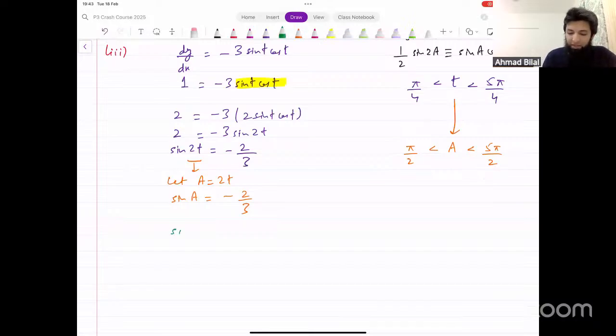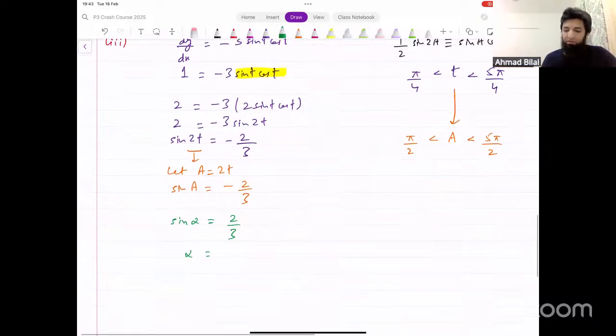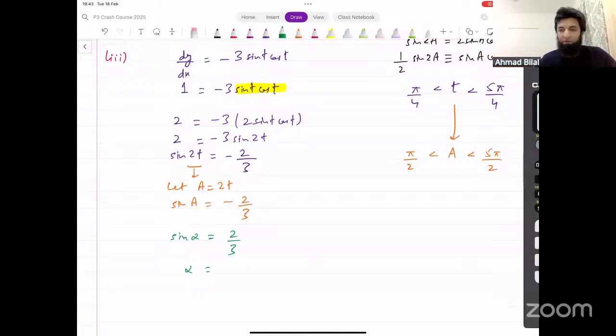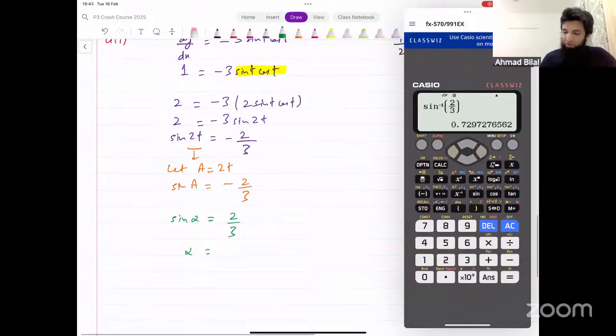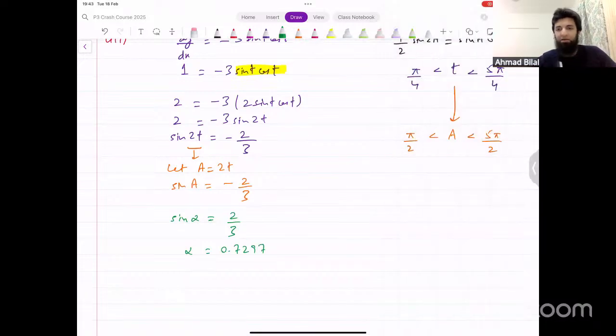Now, how do we solve this? We find the basic angle. Sine alpha equals 2 over 3. What's the basic angle from this? It's in radians, remember? What do we get? In radians, sine inverse of 2 over 3 is 0.7297. That's the basic angle that we're getting.